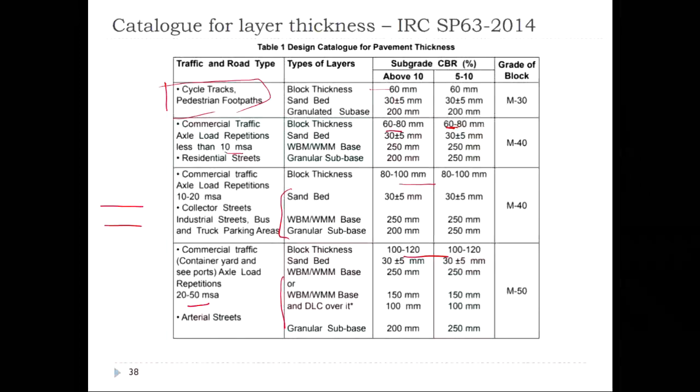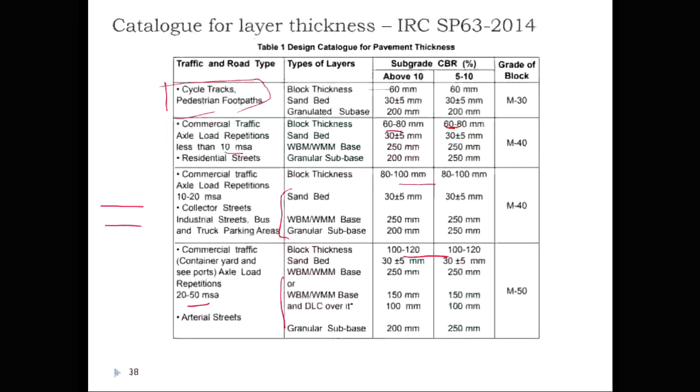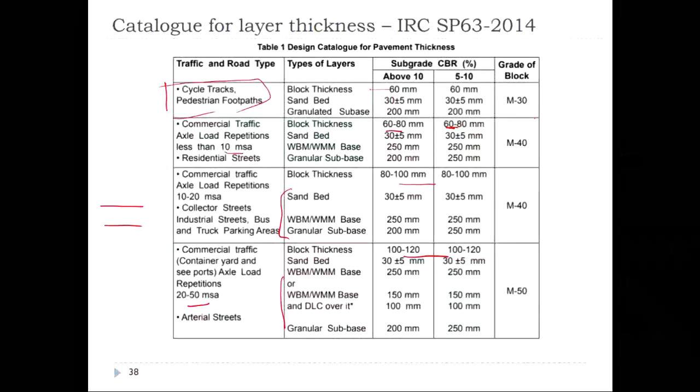Another important factor is the grade of concrete. The grade of concrete recommended for these blocks also plays a major role, because each of these blocks is subjected to excessive compressive stresses, so the grade of concrete is also important.